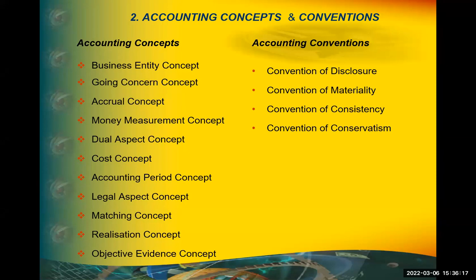Loan taken from the bank. What is the benefit received? Cash. What is the benefit given? I have given a promise that after 5 years I will settle this. So on one side, the resource is increasing, on the other side, the claim is increasing. If I say asset, you say liability. If I say claim, you say resource. That is increasing because of the dual aspect concept.